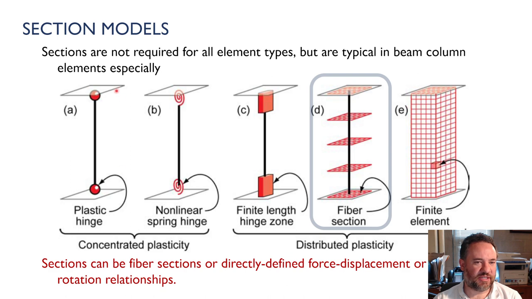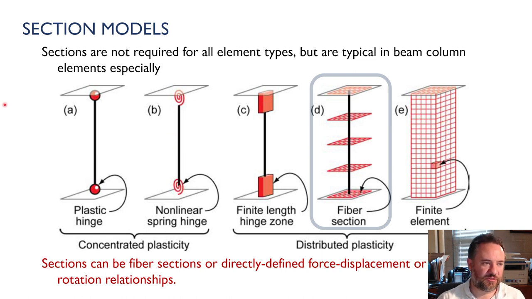We have seen this before in some of the readings. We can have discrete plastic hinges right at the end that are either built into the beam, or we can model separate rotational springs in separate elements at the end of the beam. Those would be concentrated plasticity. That just means that all of the plastic behavior is localized to a single point at the end of each beam. Or we can have a distributed plasticity.